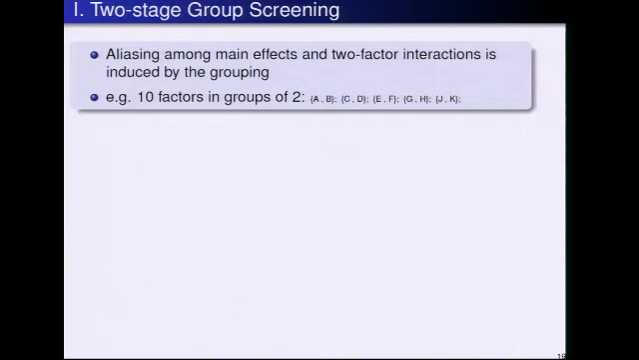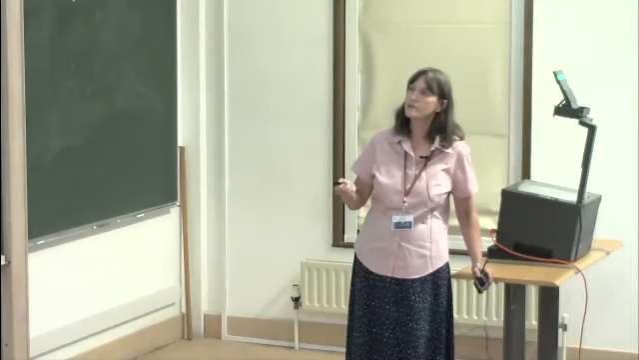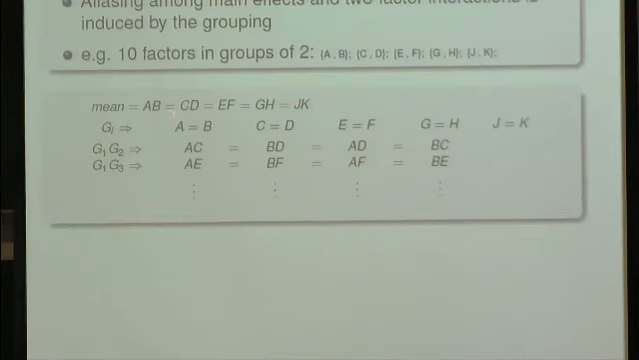Okay, so here's what the worry is from some people: that you are aliasing main effects and two-factor interactions by doing this grouping. This is the grouping that I just did, with A, B in the same group, C, D in the same group. So at stage 1, I cannot estimate the interaction A, B, or C, D, or E, F, etc. There's aliasing induced between the main effects, and there's aliasing induced by the interactions between the group effects.